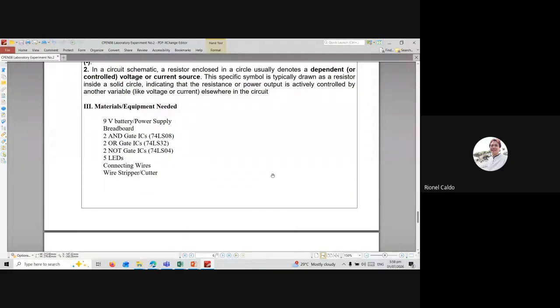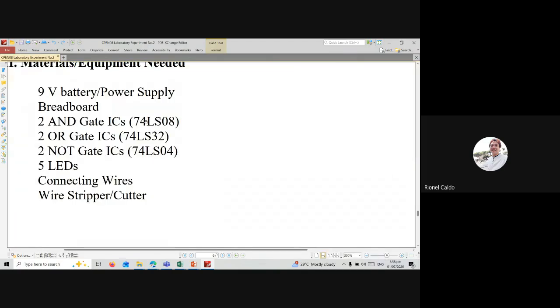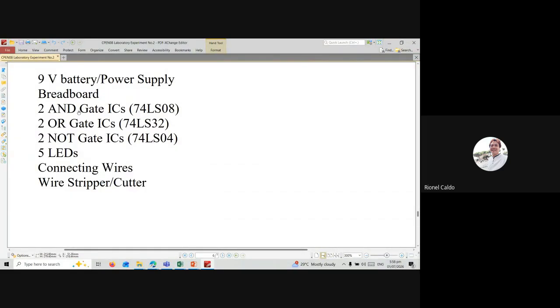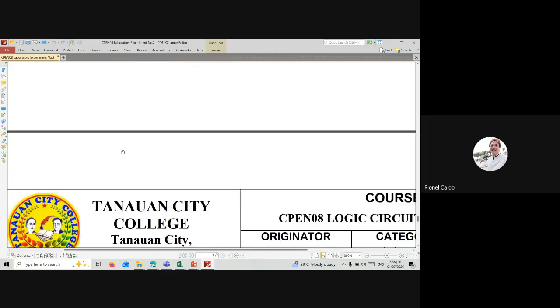So as we perform the experiment, these are the materials needed. Again, we have to use 9 volts battery or regulated power supply set, say for example to 5 volts. You have to use your breadboard. Siguro mga dalawang AND gate ICs kasi depende dun sa equation na gagawin po natin just to be sure. Pero minsan kasya naman yung isang AND gate. Dalawang OR gate ICs and also dalawang NOT gate ICs natin. And then 5 LEDs, connecting wires, Arduino wires, wire stripper, and then cutter.